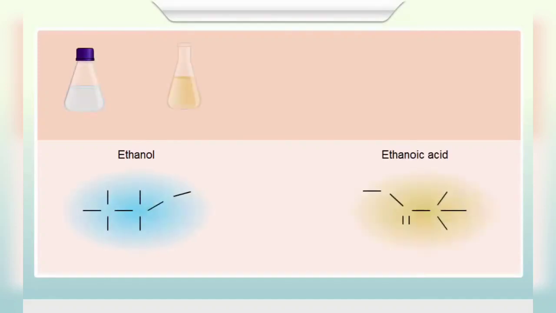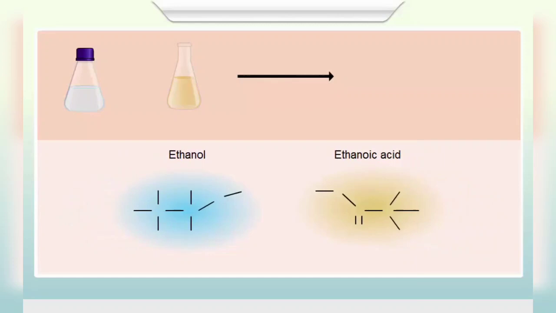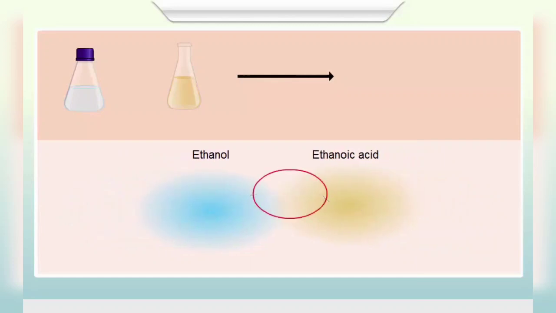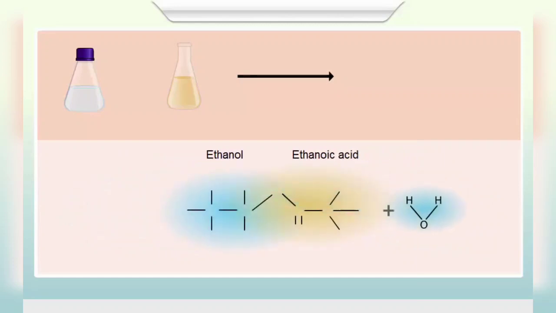Esterification is a reversible chemical reaction in which an alcohol like ethanol and a carboxylic acid like ethanoic acid react in the presence of an acid catalyst to produce ethyl ethanoate, an ester, which is also known as ethyl acetate. Ethyl ethanoate is formed by the combination of the ethyl group from ethanol and the ethanoate group from ethanoic acid.